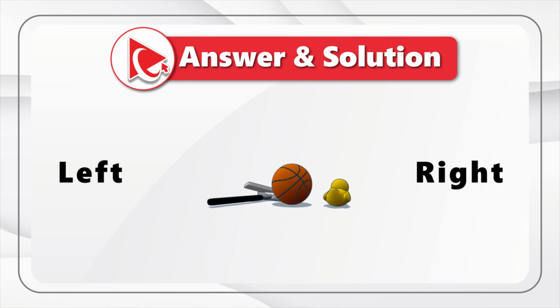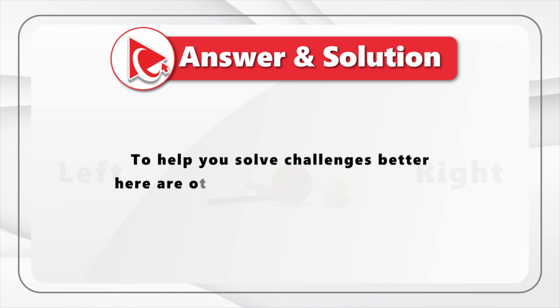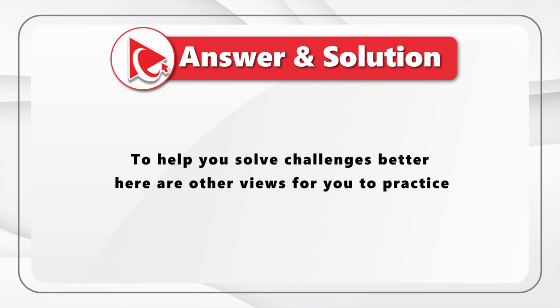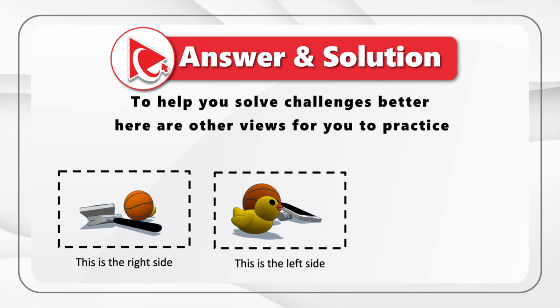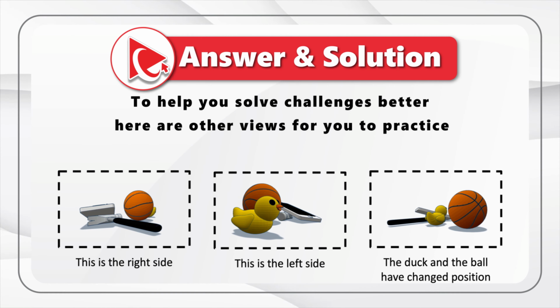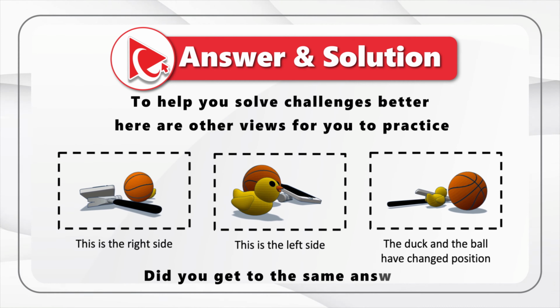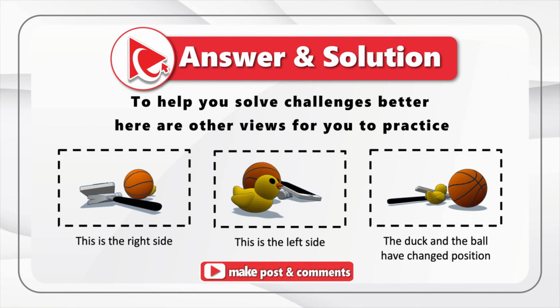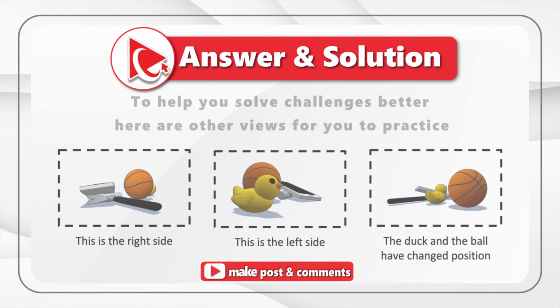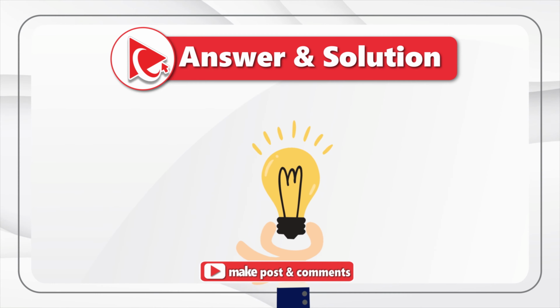We frequently see these types of questions on the test, so to help you solve these types of challenges, here are the views of these objects from different sides. Take a look at these objects from the right, from the left side, and take a look at this set of objects when the duck and the ball have changed position. I wanted to ask you, did you get to the same answer? If not, please make sure to post your answer and solution in comments, as well as you can supplement it with some tips on how to solve these types of challenges.